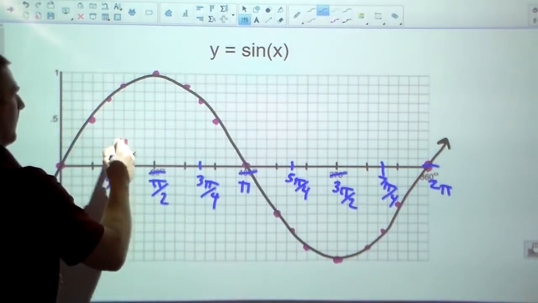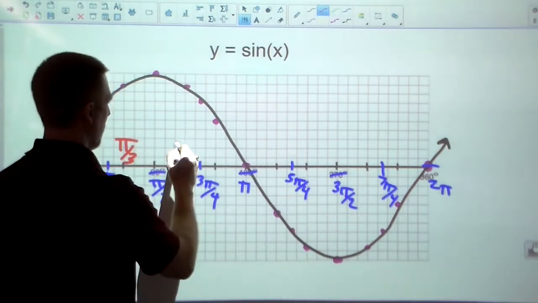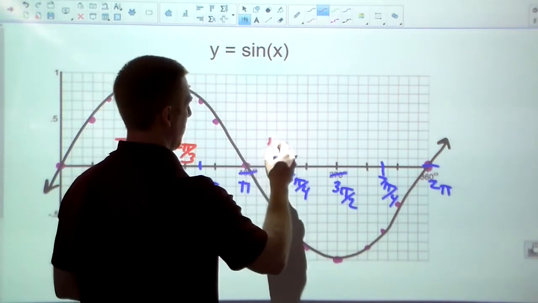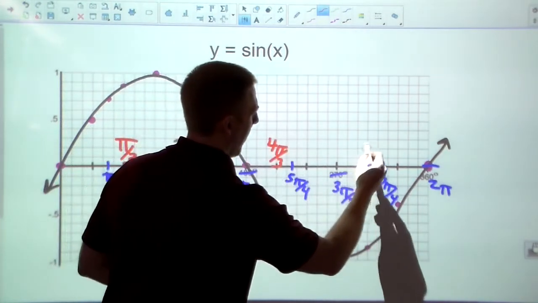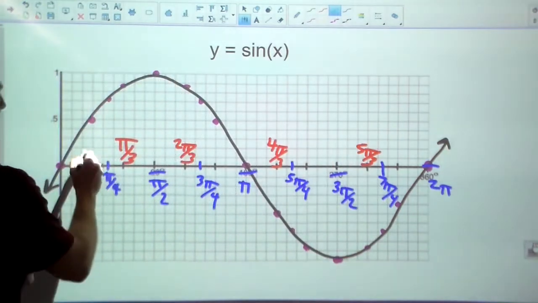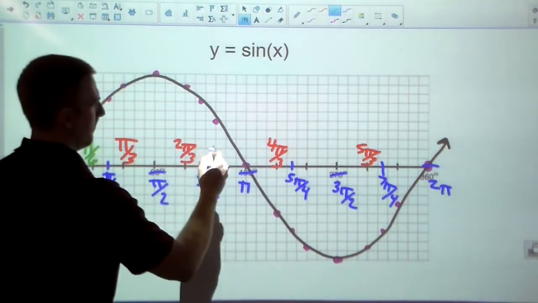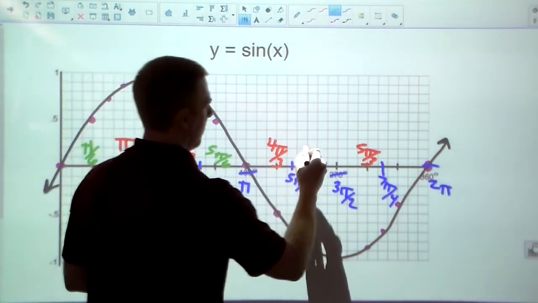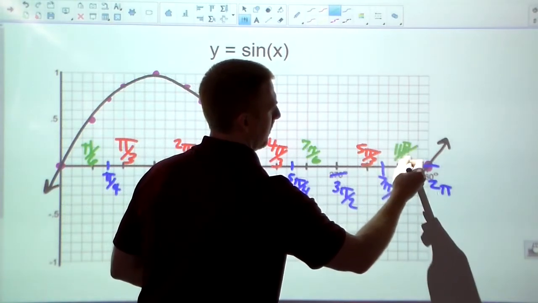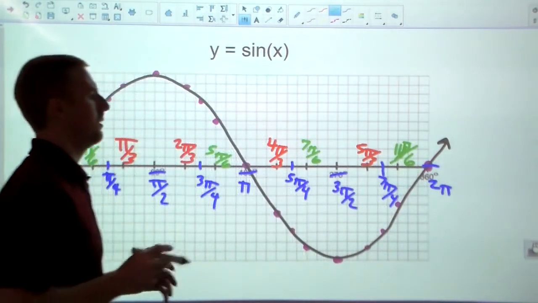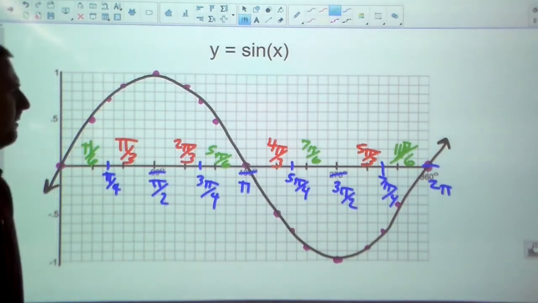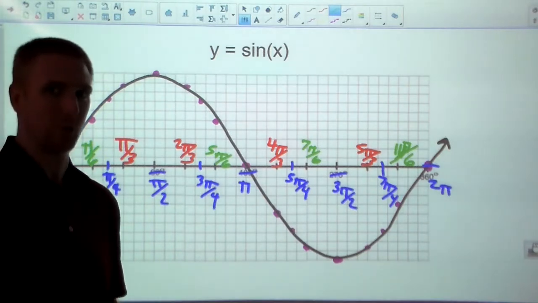Instead of 60 degrees, we'll have pi over 3. Instead of 120, we'll have 2 pi over 3. This would be 3 pi over 3, 4 pi over 3, and 5 pi over 3. And then instead of 30 degrees, it would be pi over 6. 5 pi over 6 over here, 7 pi over 6, and then 11 pi over 6. So make sure that you can think of these all in radians. That's going to be really important, because most of your homework, I believe maybe all of your homework, is going to be in radians and not degrees.